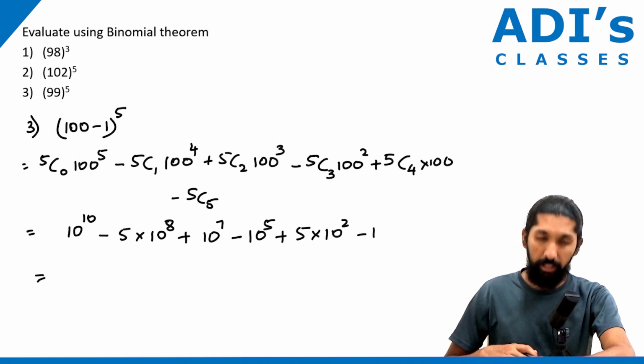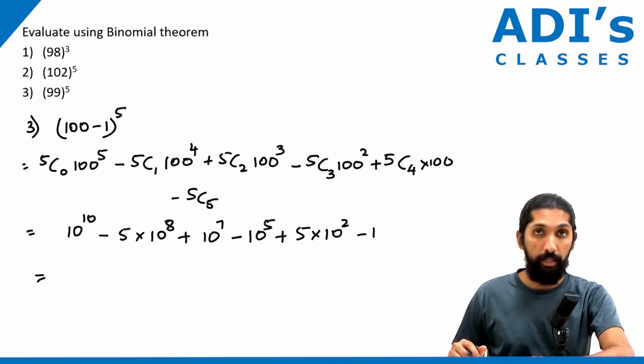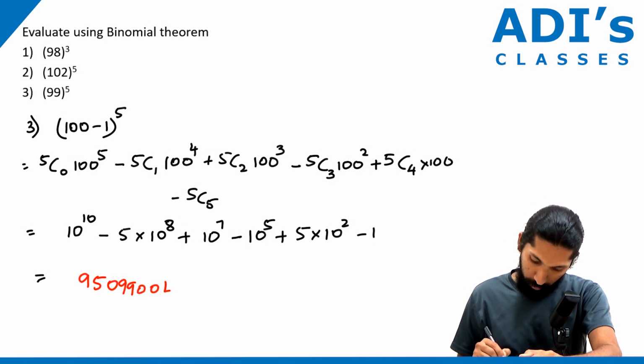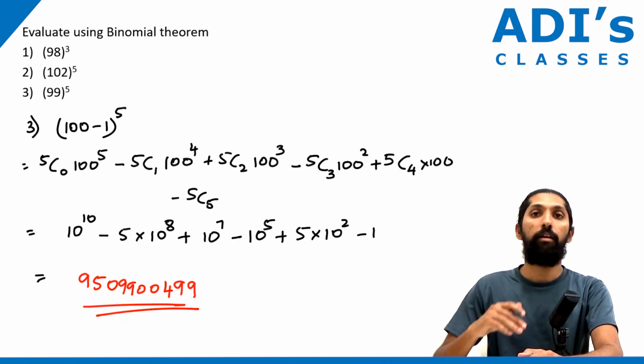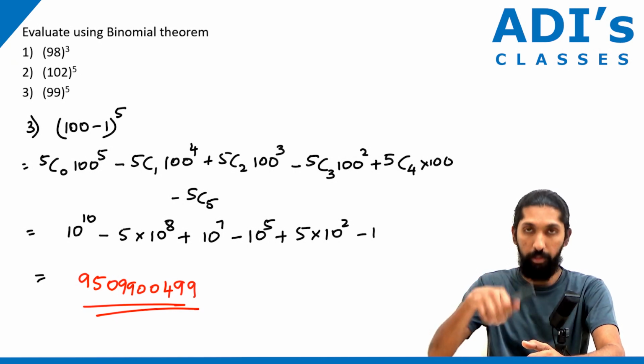This is rather an easier one to solve, correct? So once you solve this one, you're going to get 9509900499. This is going to be the answer. Clear? So once you solve this 99 to the power of 5, this is going to be the answer.